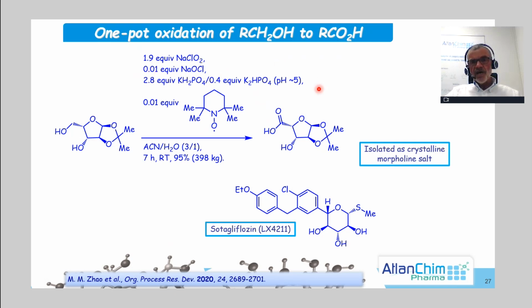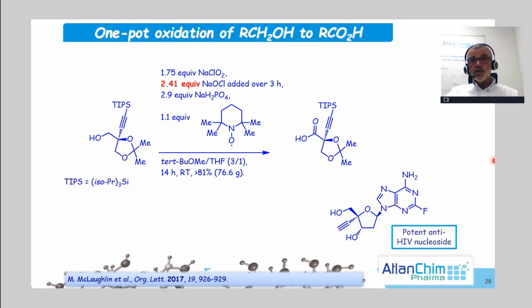In this case, the desired carboxylic acid was isolated as a crystalline morpholine salt in 95% yield on a scale of nearly 400 kilograms. It should be pointed out that the secondary alcohol here was unaffected by this oxidation reaction. In this large-scale oxidation, the reactor headspace was flushed with a gentle stream of nitrogen to prevent chlorine or chlorine dioxide from reaching high concentrations.